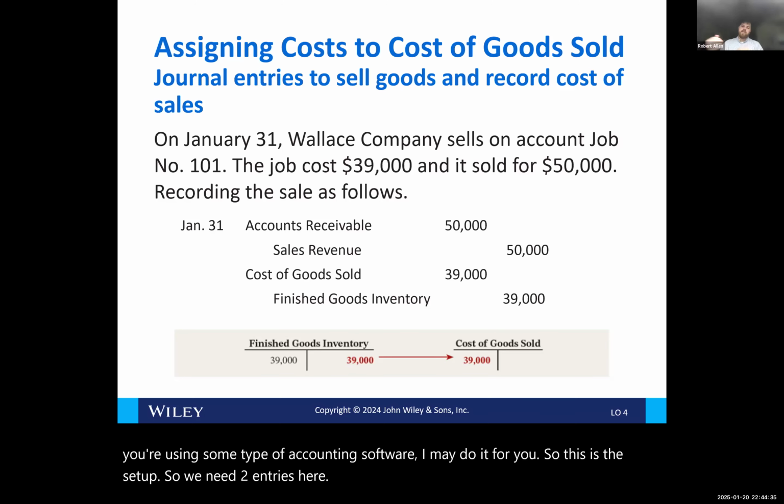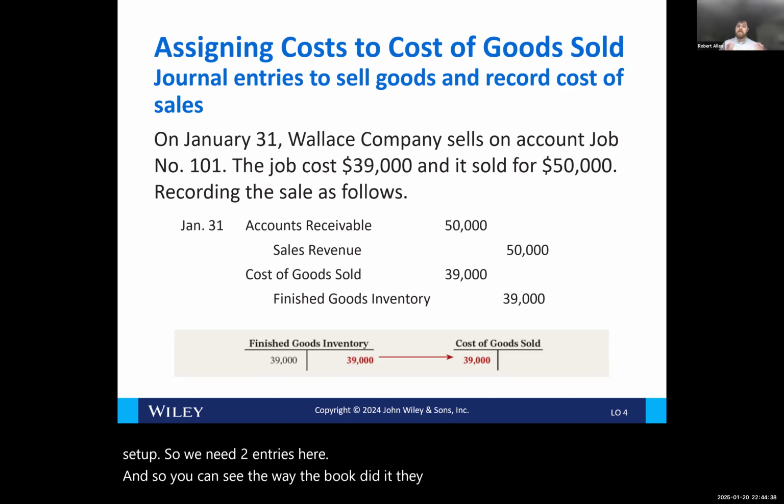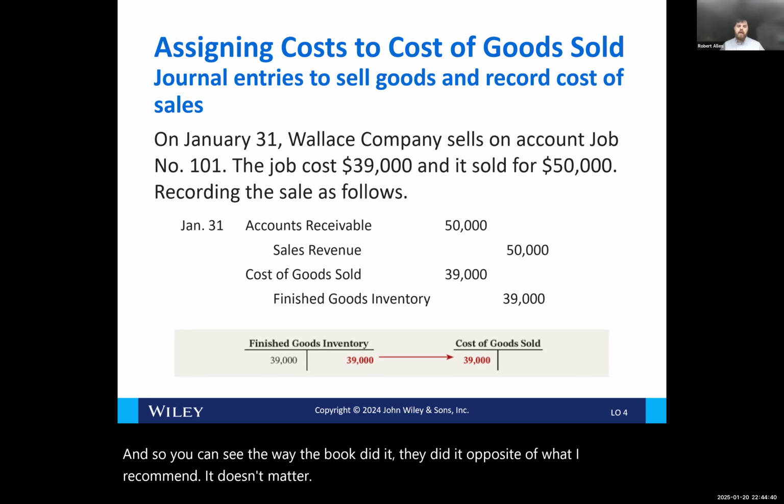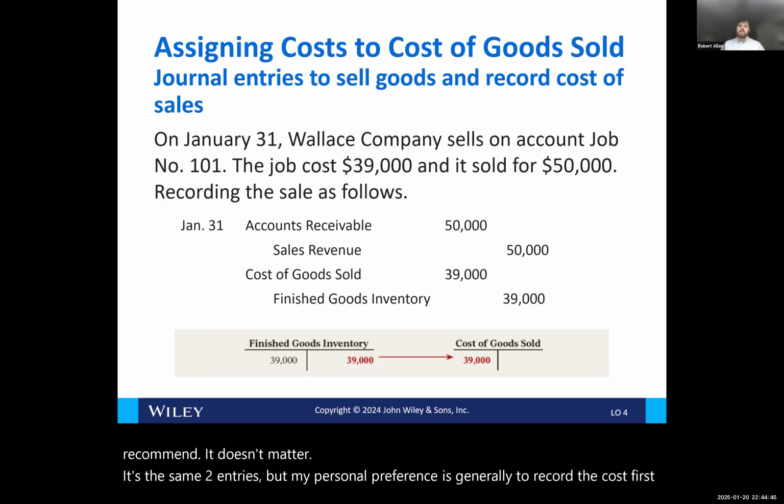And so you can see the way the book did it, they did it opposite of what I recommend. It doesn't matter. It's the same 2 entries. But my personal preference is generally to record the cost first. But in this case, we'll see how they do it.